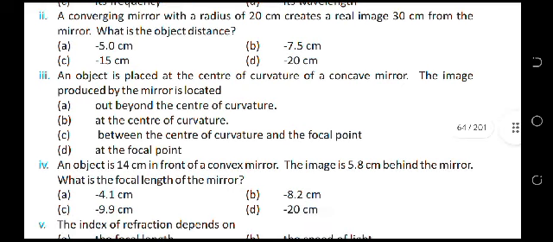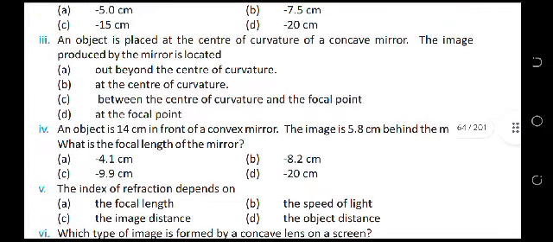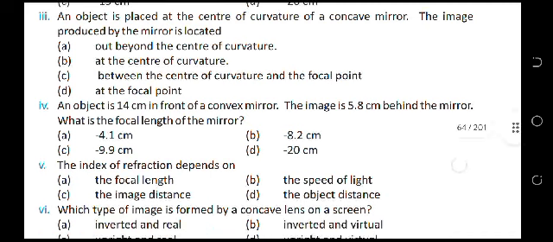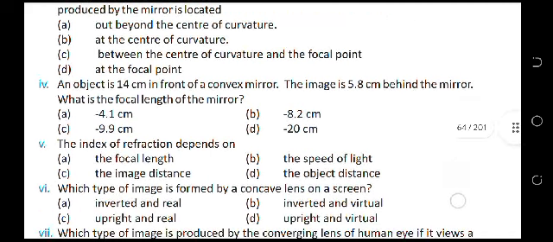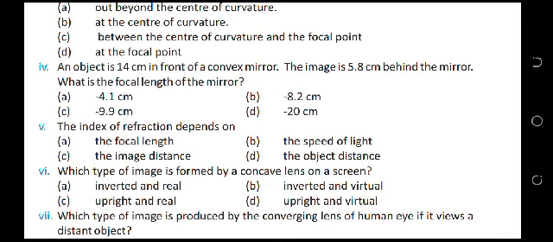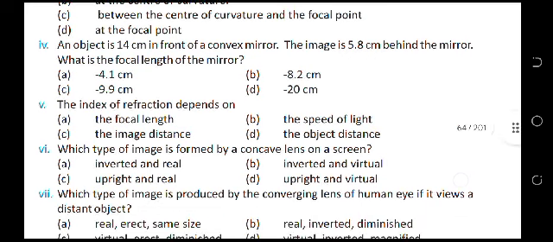An object is placed at the center of curvature of a concave mirror. The image produced by the mirror is located out beyond the center of curvature, at the center of curvature, between the center of curvature and the focal point, at the focal point. An object is 14 cm in front of a convex mirror. The image is 5.8 cm behind the mirror. What is the focal length of the mirror? Minus 4.1 cm, minus 8.2 cm, minus 9.9 cm, minus 20 cm.